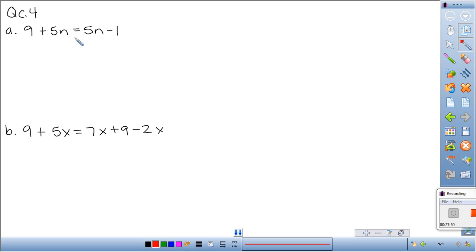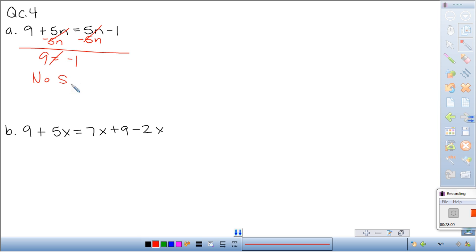So let's look at 2 more together. So here we have no like terms to combine on either side. We don't have parentheses to contend with. All we need to do is get all our variables on the same side. So the opposite of a positive 5n is a negative 5n. Cancels. 9 equals cancels. Negative 1. Is that true? Nope. No solution. Let's try B.